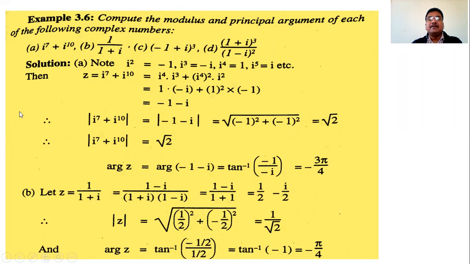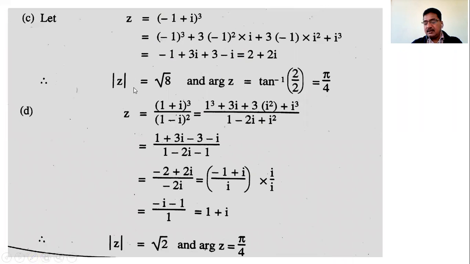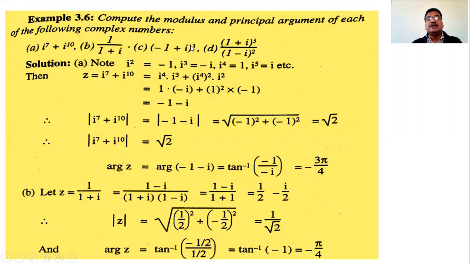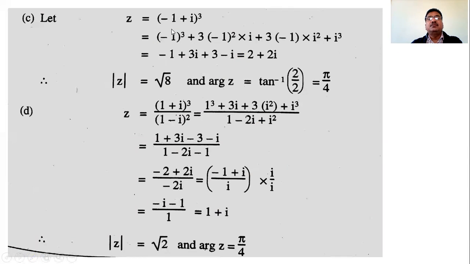So convert all these problems into that form. Then the third number is minus 1 plus i, raised to 3. First find its third power. x plus y raised to 3 is x cube plus 3x square y plus 3xy square plus y cube. By using that formula, we have this answer. i cube is minus i and i square is minus 1.